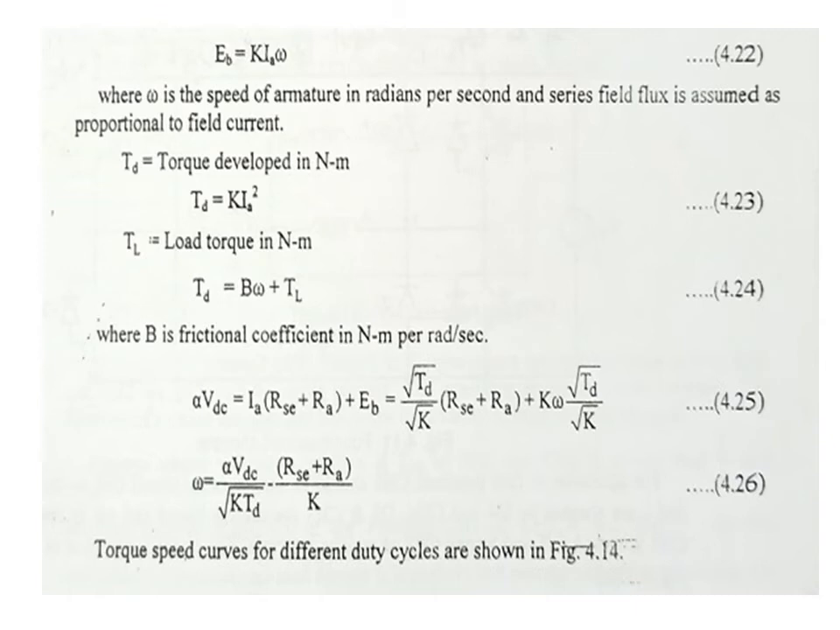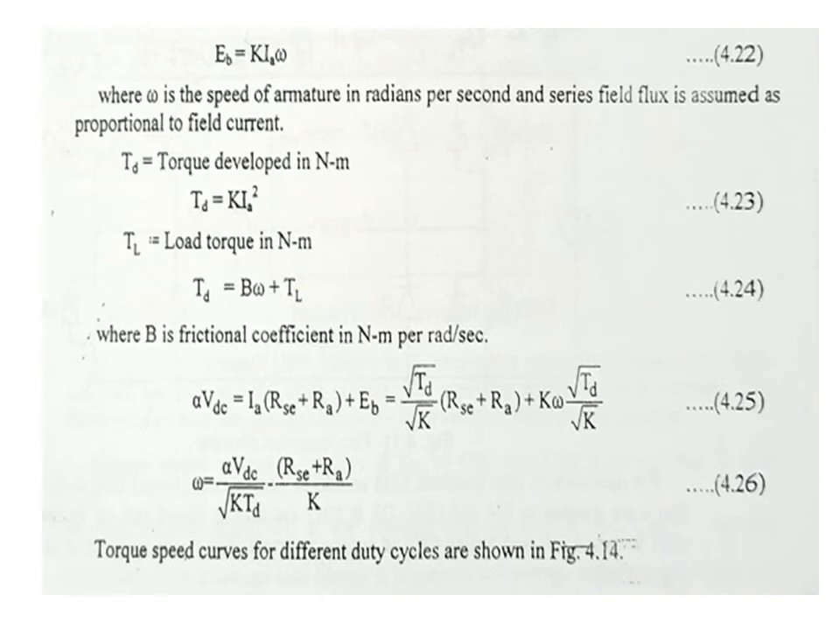That is equal to, from the equation of back EMF, we can write Eb equals K omega Ia, and also by utilizing the developed torque Td equal to K into Ia square, we can write that Ia square is equal to Td by K. From there, for the armature current Ia we will get square root of Td by K. Now here in place of Ia I can substitute root Td by root K into (RAC plus Ra) plus K omega into, instead of Ia, I can write root Td by root K.